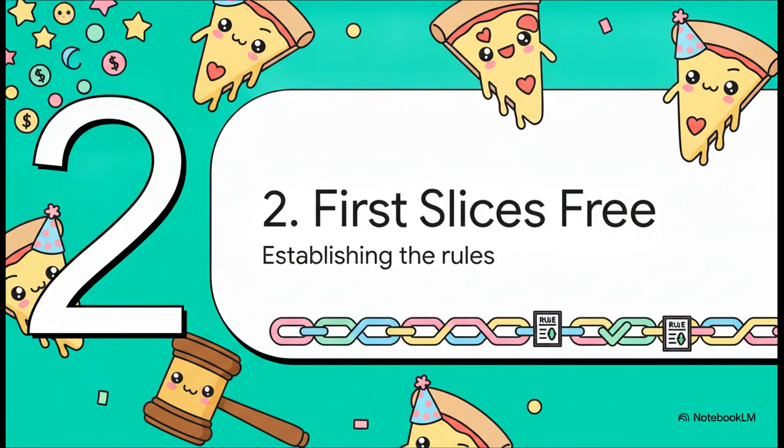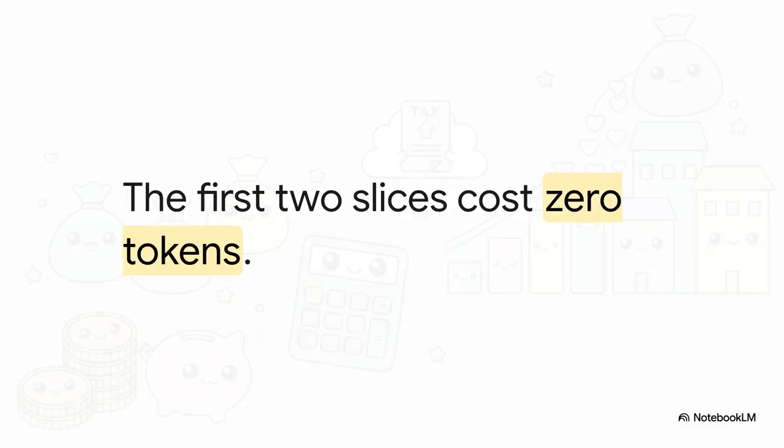Moving on to part two, the first slices are free. Okay, let's dive right into this. Here is the absolute crucial rule of our party. Everyone gets their very first 2 slices of pizza for absolutely 0 tokens. 0. It literally does not matter who you are, how hungry you are, or how many tokens you've got in your pocket. The host just wants to ensure a baseline of fairness, right? They want to make sure absolutely nobody goes hungry. So every single one of our 10 friends gets those first 2 slices completely free.